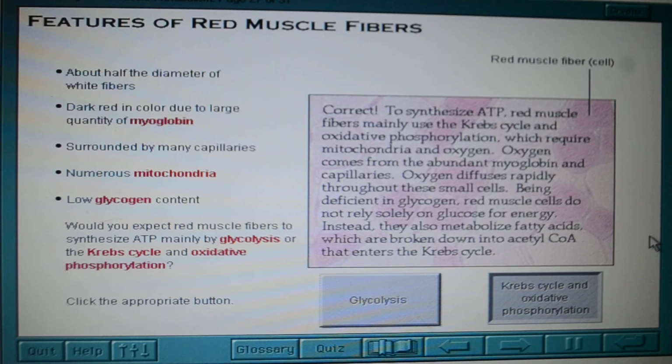Correct. To synthesize ATP, red muscle fibers mainly use the Krebs cycle and oxidative phosphorylation, which require mitochondria and oxygen. Oxygen comes from the abundant myoglobin and capillaries. Oxygen diffuses rapidly throughout these small cells. Being deficient in glycogen, red muscle cells do not rely solely on glucose for energy. Instead, they also metabolize fatty acids, which are broken down into acetyl-CoA that enters the Krebs cycle.